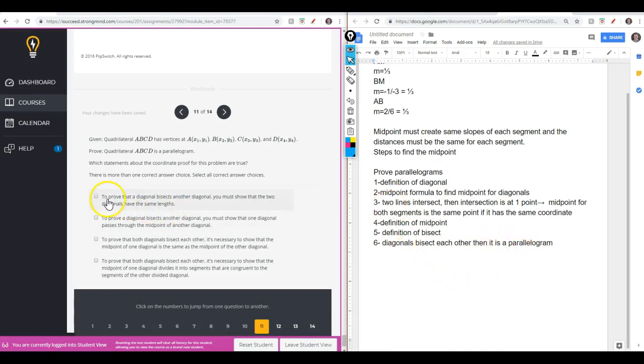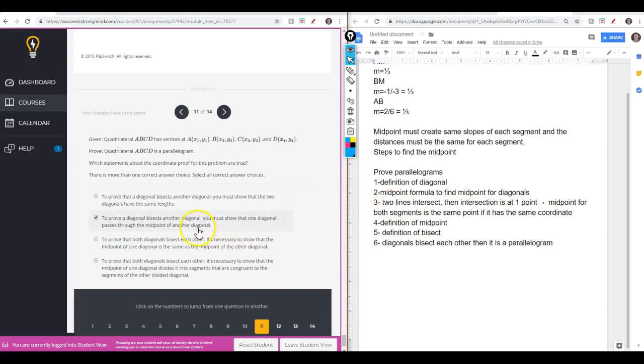So just scanning that, now I'm going to go through these and see if I can select them. To prove that the diagonals bisect another diagonal, you must show that the two diagonals have the same length. Well, this does not talk about distance of the diagonals, it's been talking about the midpoint, so I'm going to move on. To prove that diagonals bisect another diagonal, you must show that one diagonal passes through the midpoint of another diagonal. Yes, this is saying that if two lines intersect, then the intersection is in one point, so one diagonal has to pass through or intersect the midpoint of the other diagonal.